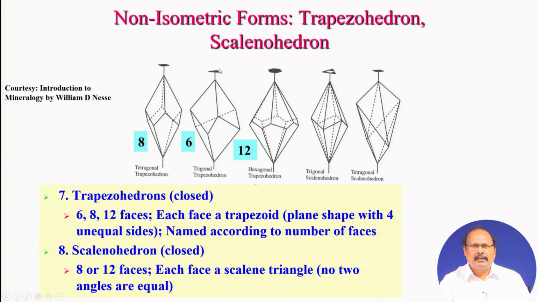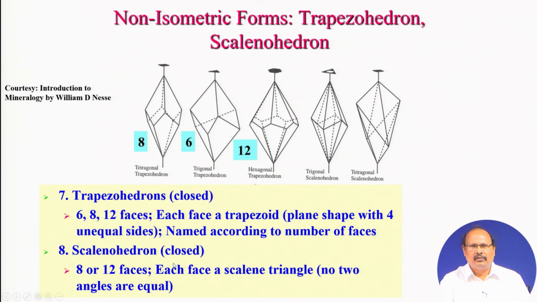Now, you have another set of non-isometric forms, which we call trapezohedron and scalenohedron. A trapezohedron is a closed form, a collection of 6, 8, or 12 faces. Each face is a trapezoid, a plane shape with 4 unequal sides, and it is named according to the number of faces. So, these are essentially examples of trapezohedron.